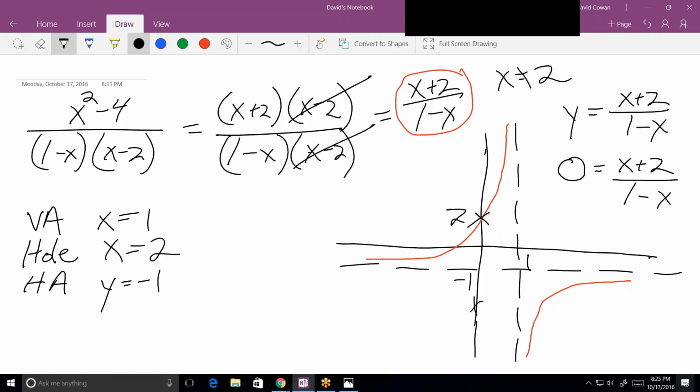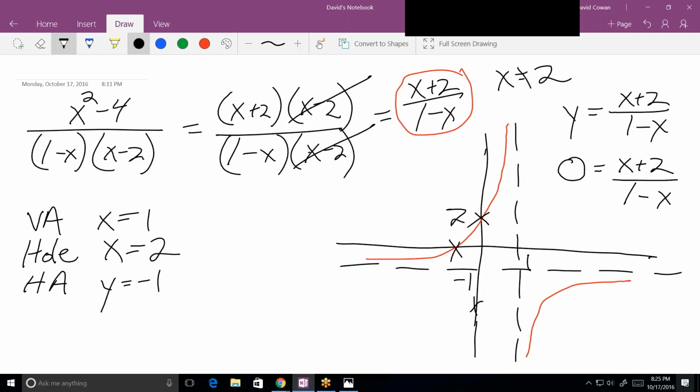But in this case, since we're shifted 2 units to the right and 1 unit down, that's basically what this grid is telling you, well, it looks like we do have an x-intercept right there. So we should be able to find a solution to this equation.